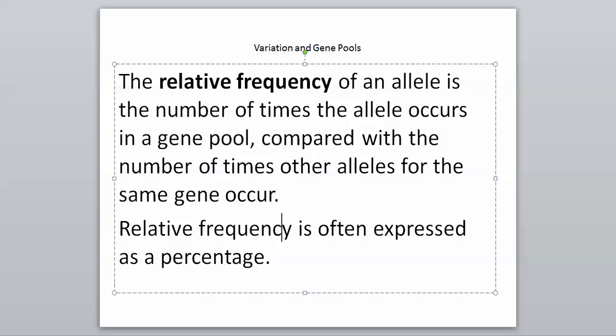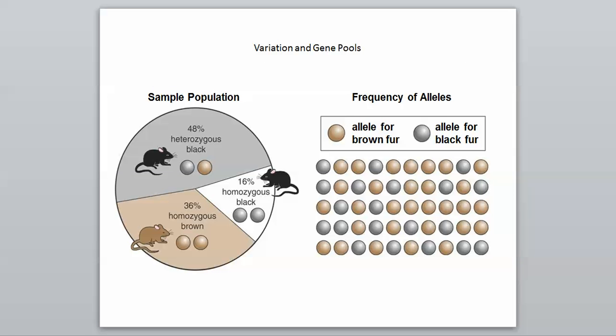If we look at this next picture, it breaks it down pretty easily for us. We have 48% of our population heterozygous, 16% homozygous for black, and 36% homozygous for brown. This is the allele frequency, so the percent that each allele occurs. And if you look over here, we have our different alleles for black and brown fur. Even though it looks like we have more black mice, the allele for brown fur shows up more because it is still present in all of those that are heterozygous for black. So that is our allele frequency, or relative frequency. It's just how many times each allele actually appears inside of a population.